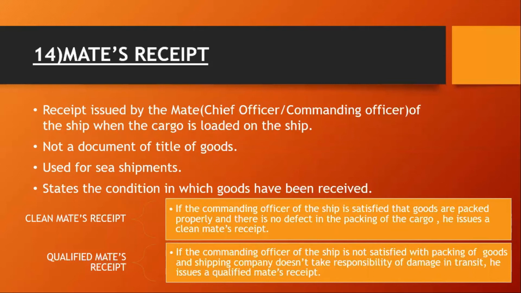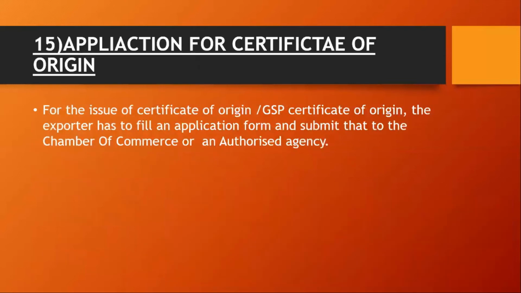Coming on to the next auxiliary commercial document, we have the application for certificate of origin. Under principal commercial documents, we did the certificate of origin. Under auxiliary commercial documents, we'll do the application for certificate of origin. For the issue of certificate of origin, the exporter has to fill an application form and submit that to the Chamber of Commerce or its authorized agency.